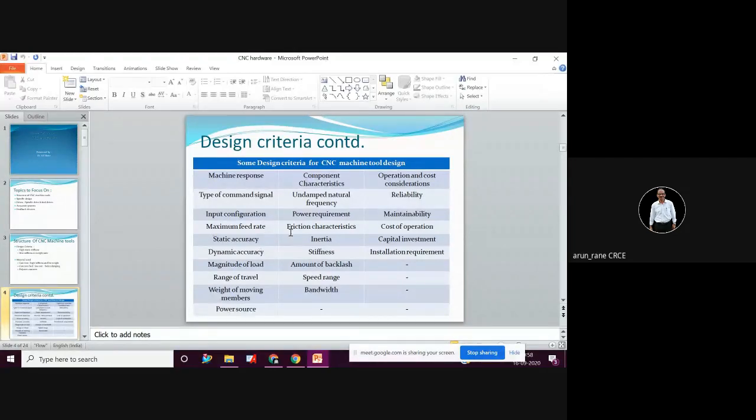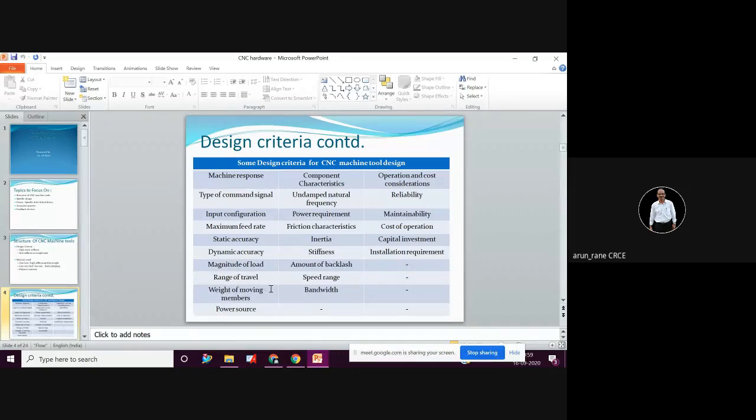Then you are talking about static accuracy. Static accuracy means without considering the forces. Dynamic accuracy means when you are considering the forces and the motion. Dynamic means which is moving. Then magnitude of load, how much load it takes, how much load is allowed in the green zone, in the orange zone, and in the red zone. Travel, how much is the traveling length. Then weight of the moving members. Here this plays a very important role, the weight of the moving members.